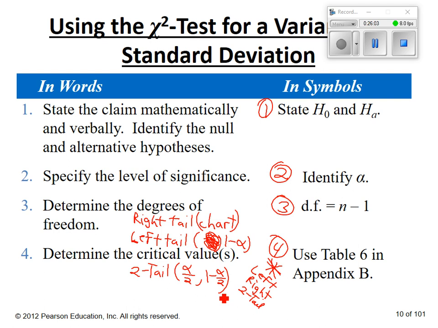You can read any of that or not. So if it's right-tailed, you just use the chart. If it's left-tailed, you do 1 minus alpha, then use the chart. If it's two-tailed, you do alpha divided by 2, and then that answer subtracted from 1, and use those two numbers in the chart.